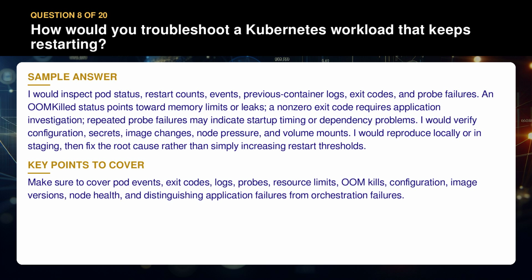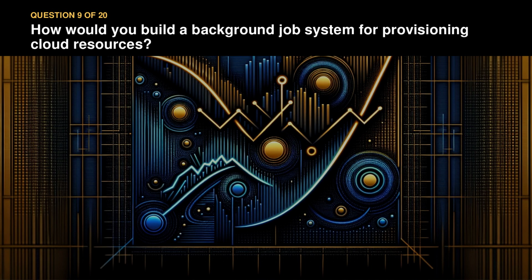Make sure to cover pod events, exit codes, logs, probes, resource limits, kills, configuration, image versions, node health, and distinguishing application failures from orchestration failures. Question 9. How would you build a background job system for provisioning cloud resources?